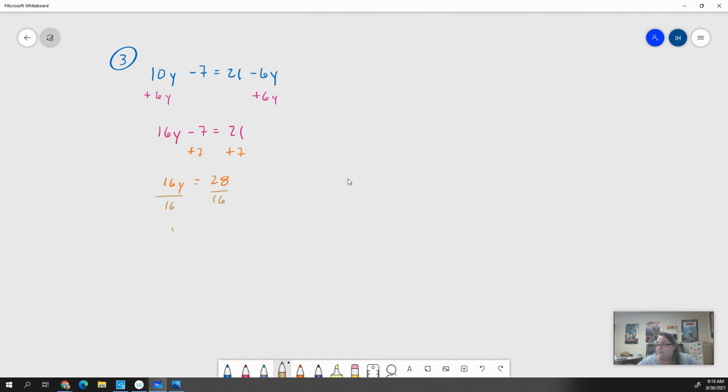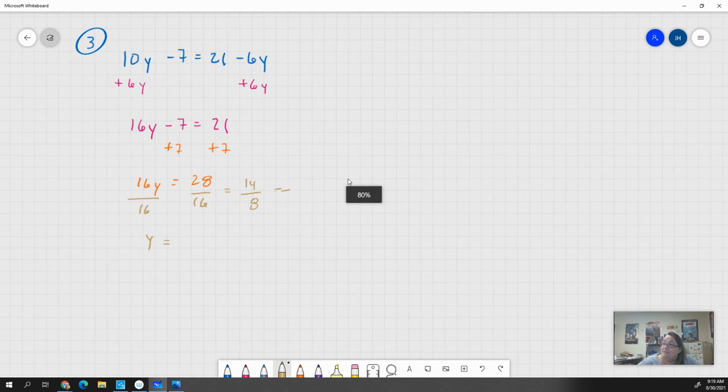When I do that, I am left with y equals 28 over 16. Can I reduce that fraction? Right, they're both divisible by 2. If I divide this by 2, I get 14. If I divide this by 2, I get 8. Well, look at that. It's still divisible by 2.